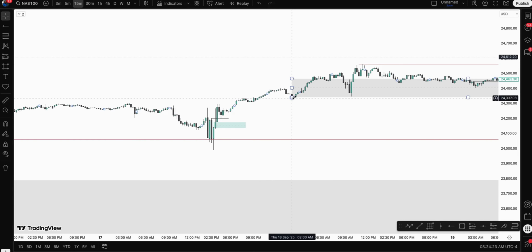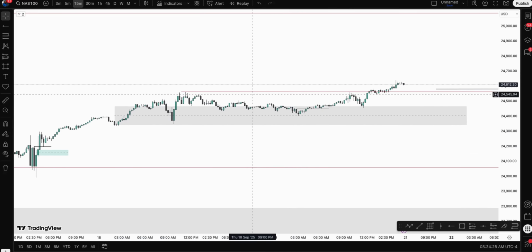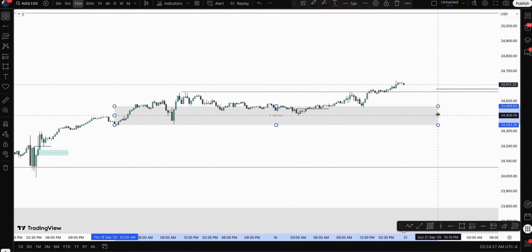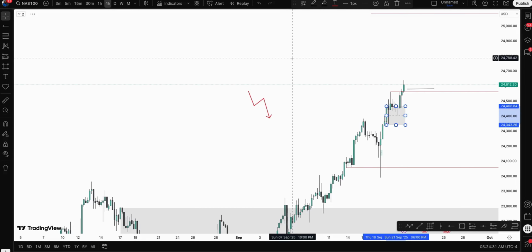So this was, I think, a breakdown of all these trades. This one came from an order block, and this other one came from a fair value gap.